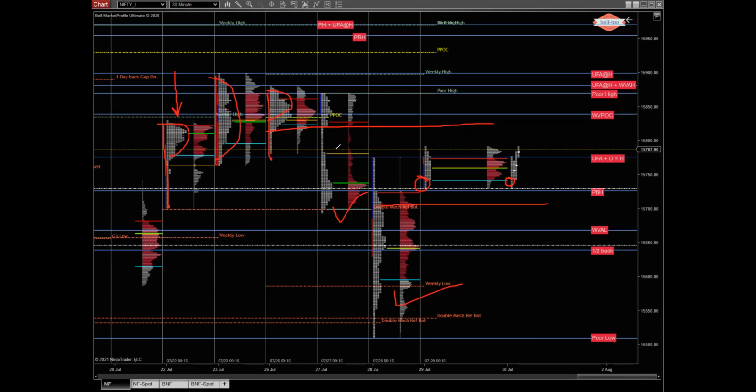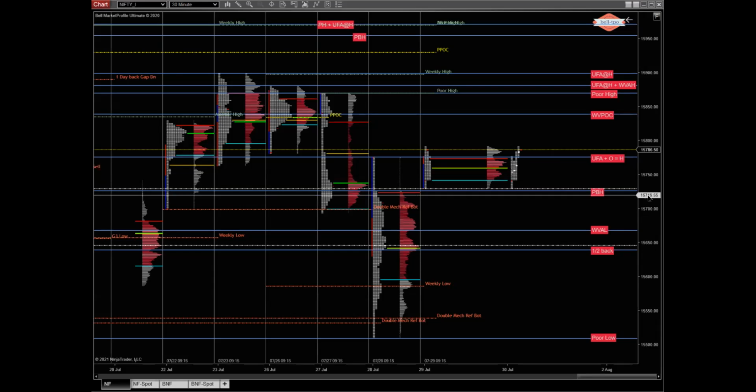And right now, if you see, we are getting rejected in this single print zone. So this is an area of rejection where I'm not seeing any continuation. I'm seeing some sort of sideways development happening. Okay. So today I have already taken a lot of trades. Let me show you that.